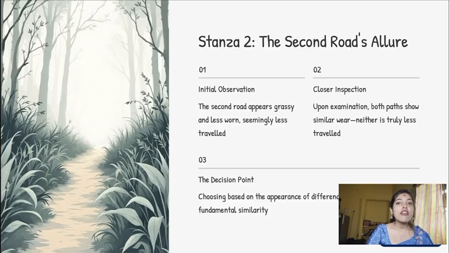So at first, he was a little confused about which road he should choose, and he chose the road which is less traveled. But after choosing that, he was deeply and carefully observing, and realized that both roads are actually used almost equally. So they are not that different.